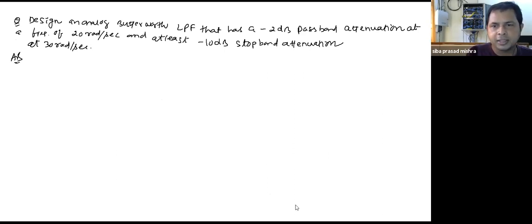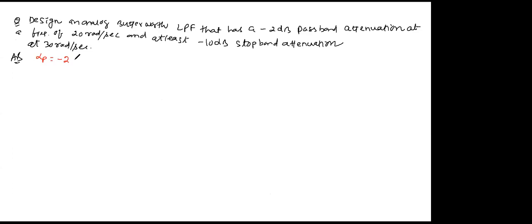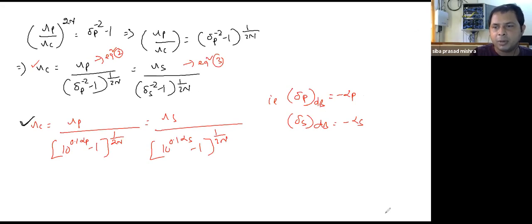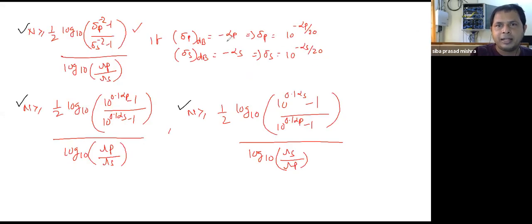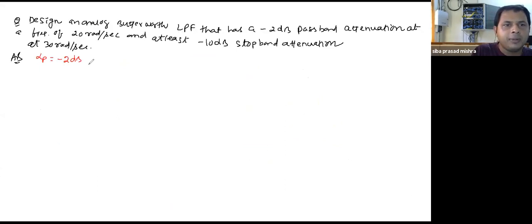Now, what are the specifications given? What is the value of alpha p given? Minus 2 dB. Very good. It's minus 2 dB, but when you use the formula, just take 2 dB, because while deriving the formula, I already took the minus. That's why always take a positive value, because minus is already taken. Alpha p is minus 2 dB.